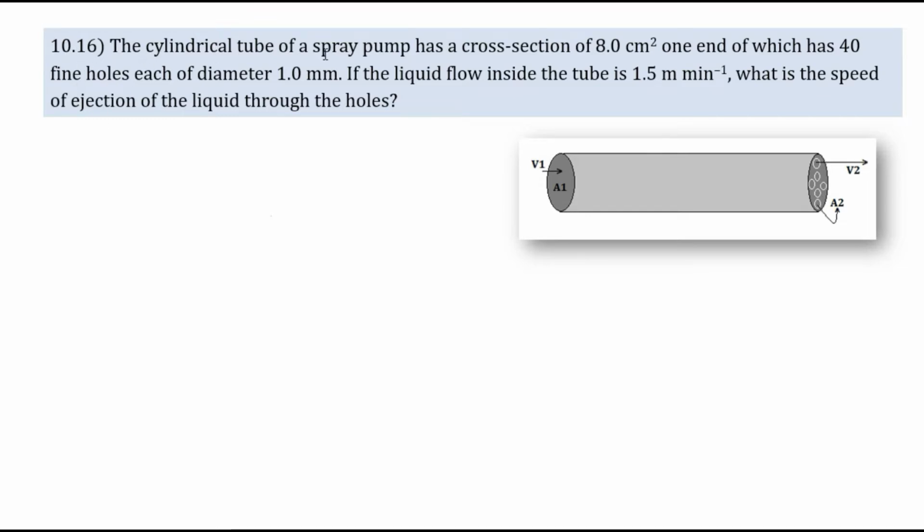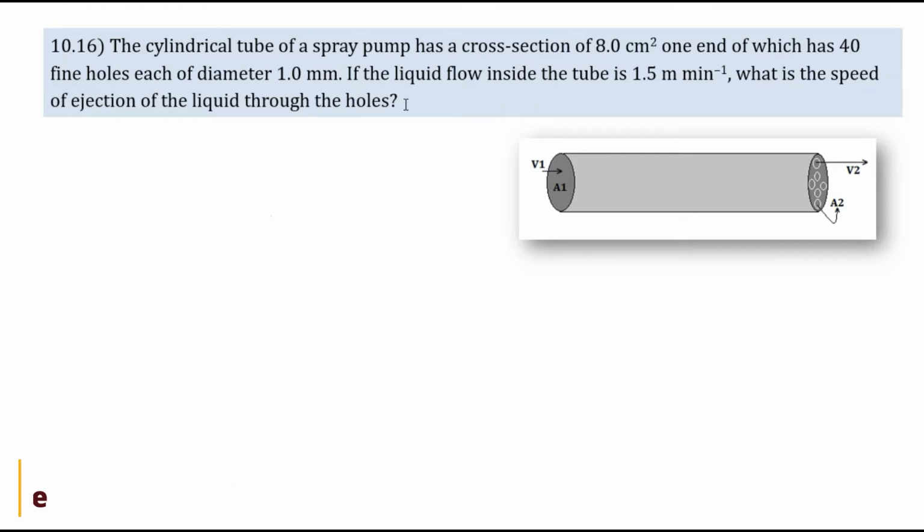The cylindrical tube of a spray pump has a cross-sectional area of 8 cm square, one end of which has 40 fine holes, each of diameter 1 mm. If the liquid flows inside the tube at 1.5 meter per minute, what is the speed of ejection of the liquid through the holes?